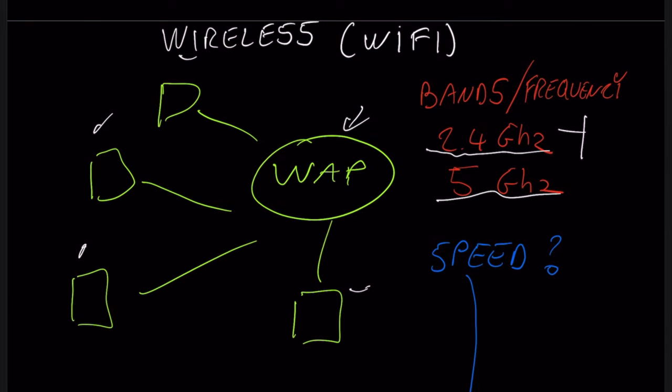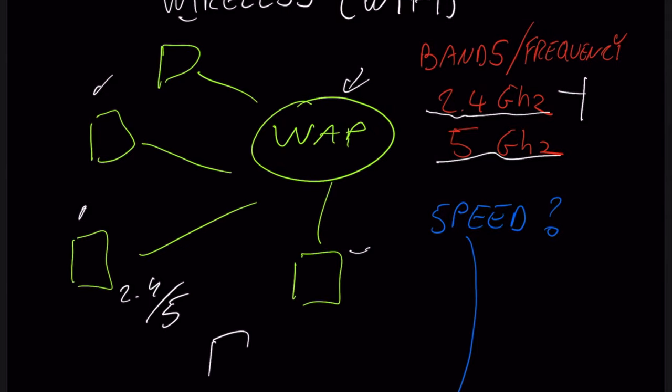2.4 travels better. Now, each device you have can be compatible or not with both. Modern devices like smartphones and tablets will be compatible with both wireless signals. But if you look at some sort of cheap IoT little Wi-Fi chip, most likely they'll be compatible only with the 2.4 gigahertz. And to be fair, they don't really require the speed of the 5 gigahertz. So that also makes sense.